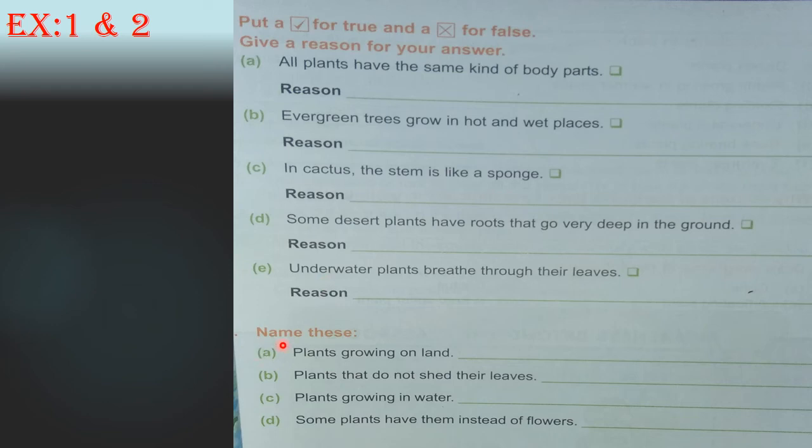Now there is an exercise to name these, and I'm sure you all will be able to answer these. So number 1, plants growing on land. Yes, obviously terrestrial plants. B, plants do not shed their leaves. Evergreen plants. C, plants growing in water. Aquatic plants. D, some plants have them instead of flowers. Do you remember which plants are these? The plants that grow in cold and hilly areas. Yes, they grow cones instead of flowers.